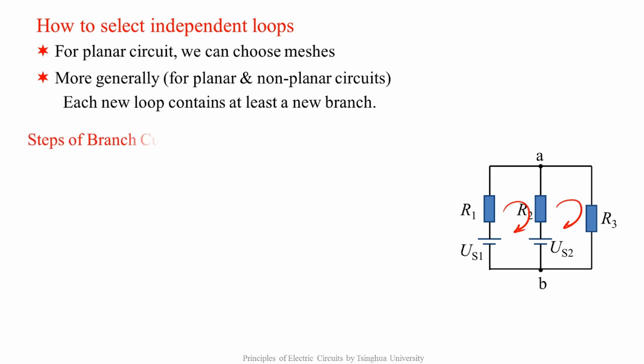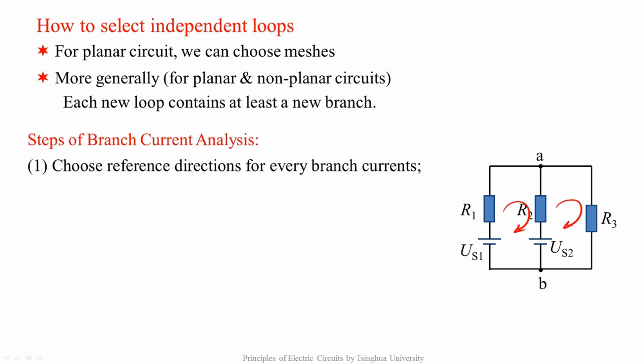Okay, let's summarize the steps of the branch current analysis. The first step is to determine the reference directions for all the branch currents. Take this circuit as an example. We firstly determine the directions of the branch currents as I1, I2, and I3. Of course, the direction of each branch can be determined arbitrarily.